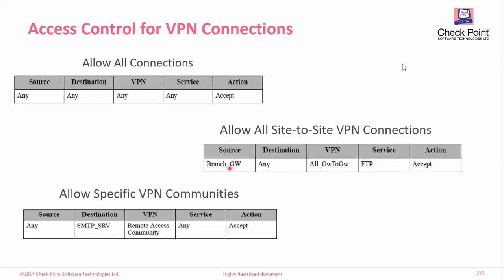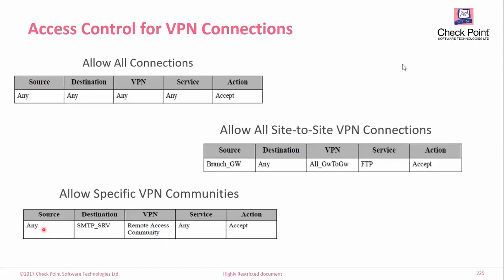Say this is Bravo, and we've got our mesh community, for Bravo to come into Alpha the way we're going to be setting it up. But Bravo is also in several other VPNs. It's allowed in other VPNs. So we would just set it up here for the all gateway to gateway, all site-to-site VPN connections. So now Bravo can go out to any of those destinations as long as it's using FTP. That'll be accepted.